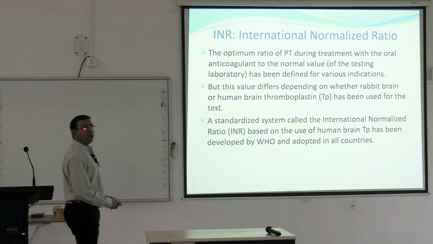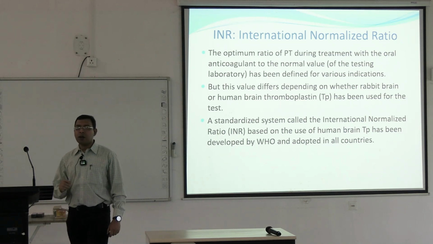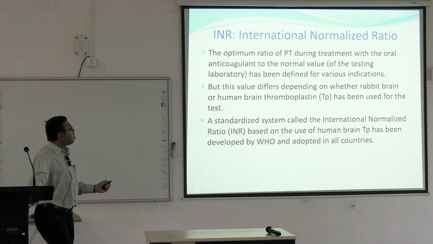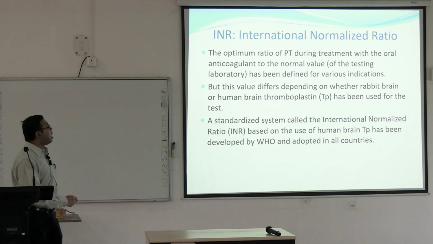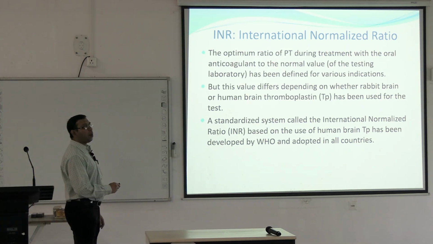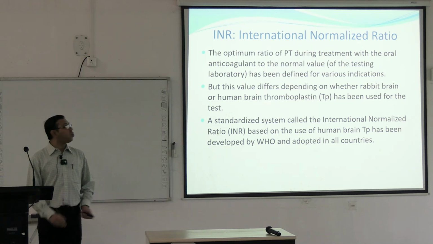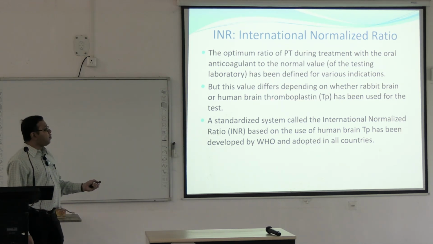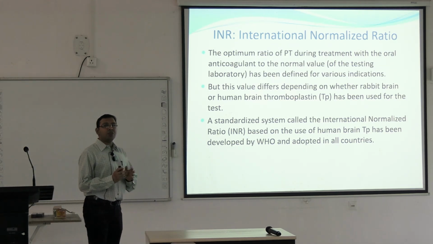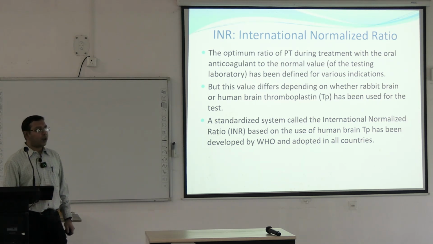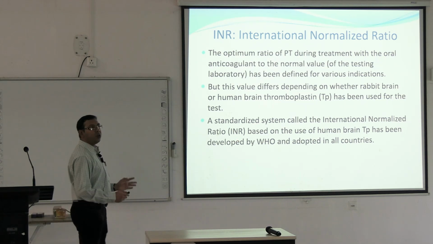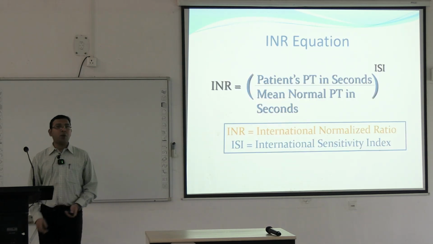INR, international normalized ratio: probably you have read in pathology about the INR and prothrombin time. INR is basically a marker by which we can see how warfarin or other oral anticoagulants are acting. This is the international normalized ratio, the optimum ratio of the prothrombin time during treatment with the oral anticoagulant to the normal value. This value differs depending on whether rabbit brain or human brain thromboplastin is used. Since there is a difference between different laboratories about the clotting tendency with warfarin, the international normalized ratio has been proposed.